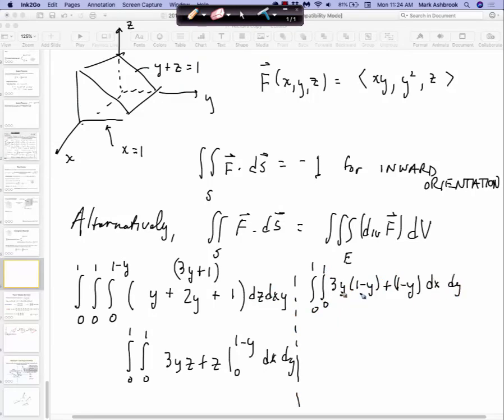So what do we get here? 3y squared plus 3y minus y is plus 2y plus 1. So 3y squared plus 2y, check my math, plus 1. Right? Yep. With respect to x, we're just going to get this back again, right? It's going to be this whole thing times x from 0 to 1, so we're just going to get it back. So it's going to be that thing with respect to y. Y cubed plus y squared plus y.